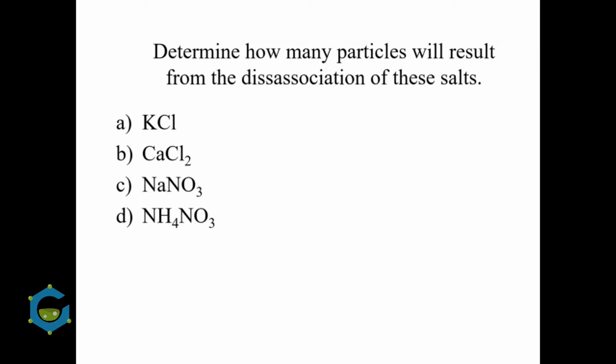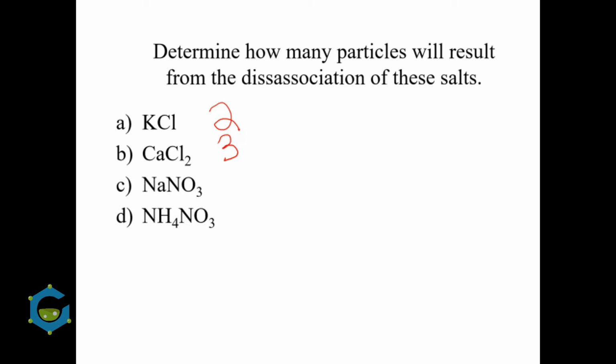So in A, we have potassium chloride. That's one potassium and one chlorine, each one dissociating, and from that we will get 2 particles. In B, we have calcium chloride. Well, we have 1 calcium, but we have 2 chlorines, which means this will dissociate into 3 particles. Remember, those subscripts denote how many of each element are within our substance.